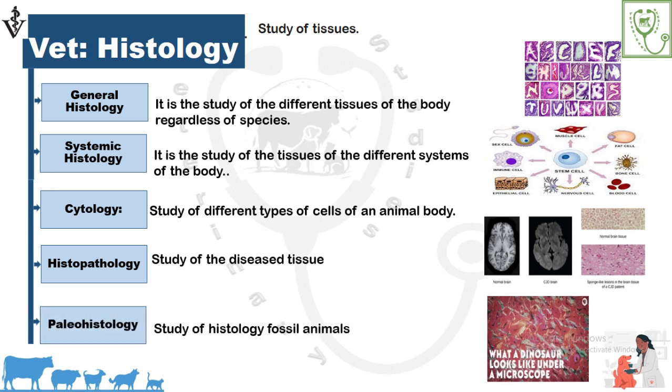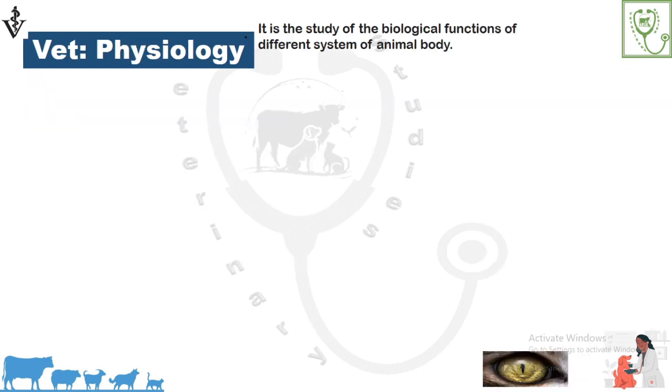Paleohistology. It is the study of the histology of fossil animals. Suppose we have found a fossil tissue, processed it in the laboratory and examined it under the microscope, then it is said to be paleohistology.